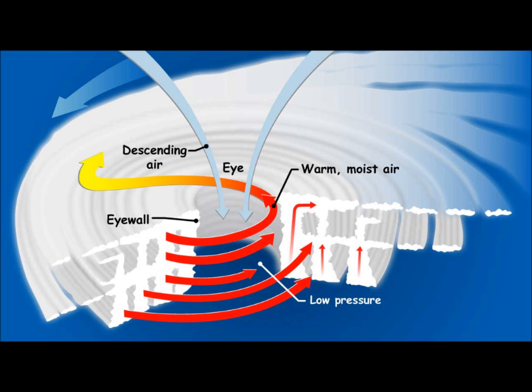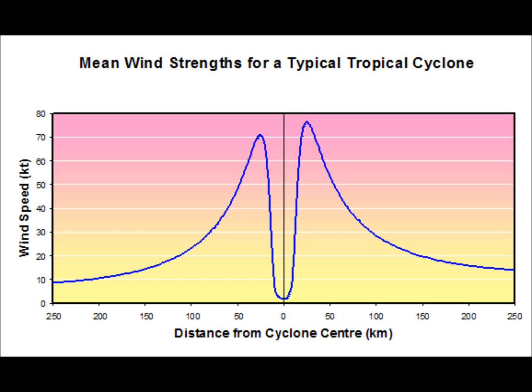Although cyclones are quite large, they have a clear, calm patch at the centre called the eye. This lasts for about an hour and the fierce winds and torrential rains return after that.